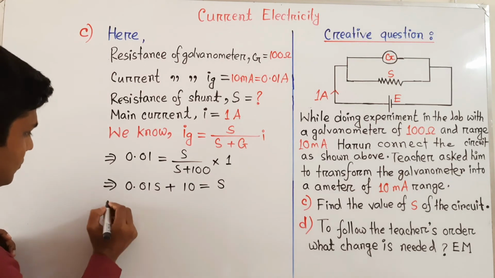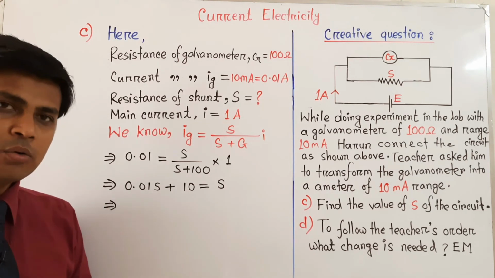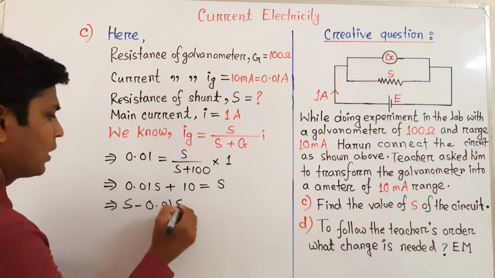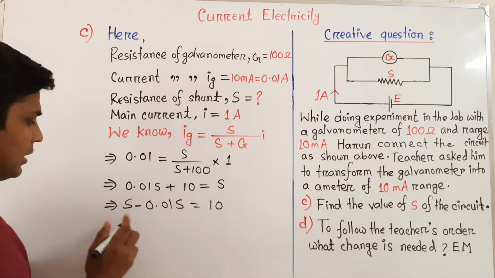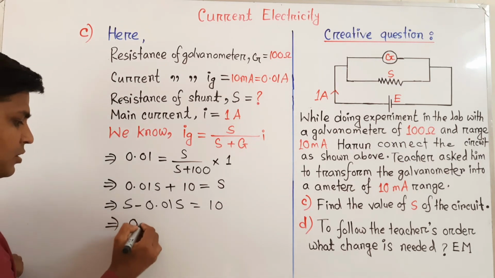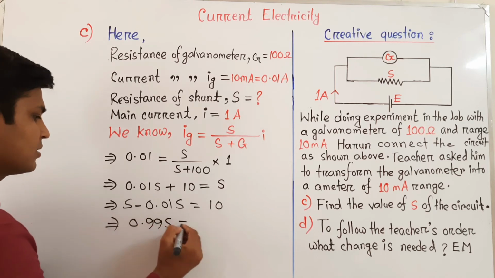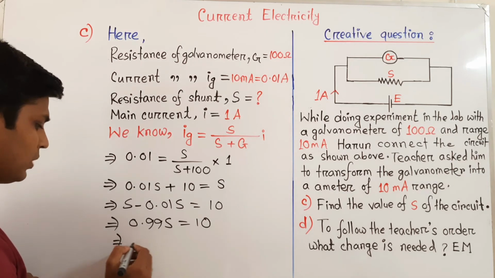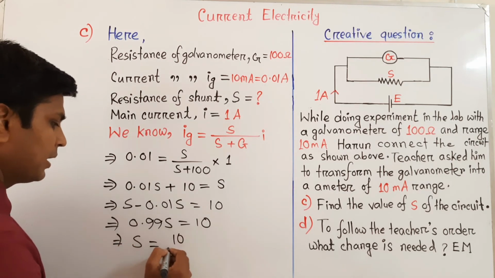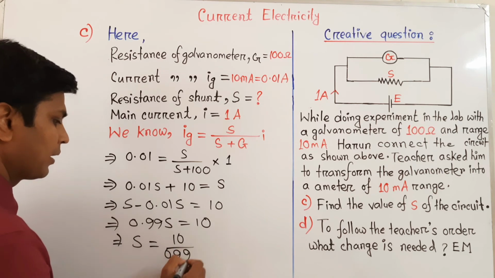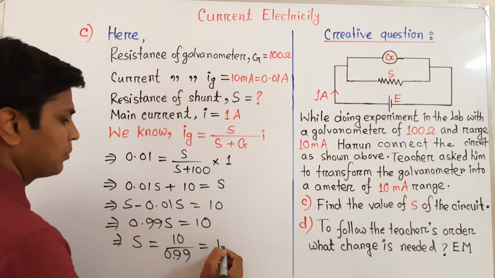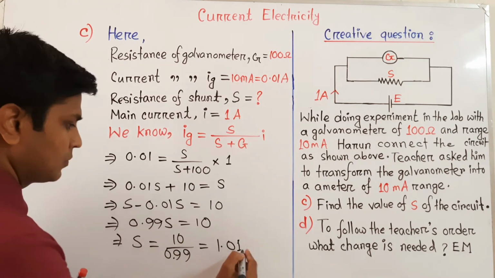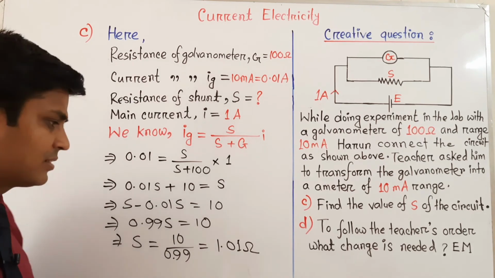Now if we change this position from left to right, then we can write S minus 0.01 S equals 1. Then after subtracting this expression, we will get 0.99 S equals 1. So to calculate the value of S, we have to divide 1 by 0.99, and its answer will be 1.01. So actually this is the answer of this question, in ohm.